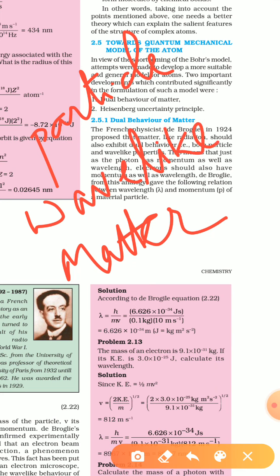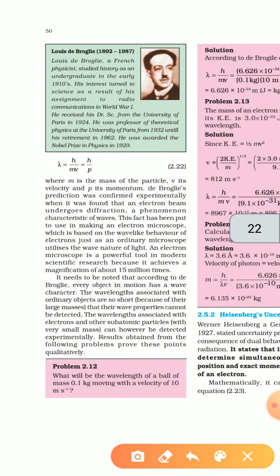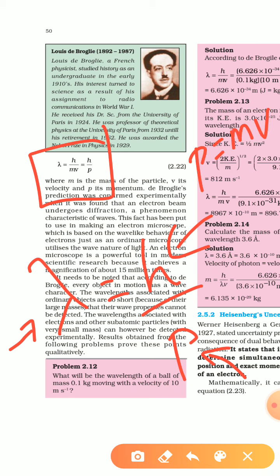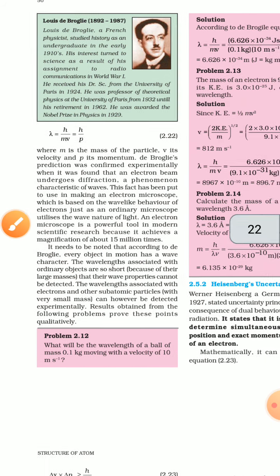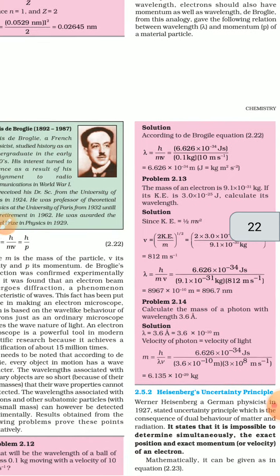This can be explained with the help of the formula lambda equals h by p, where lambda is the wavelength of the particular object taken, h is Planck's constant, and p is the linear momentum, where p is equal to m into v. That simple formula is enough to explain the dual behavior of matter.